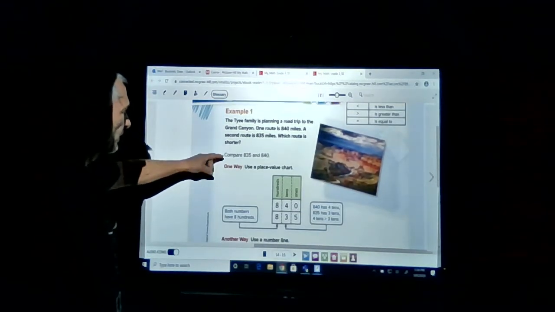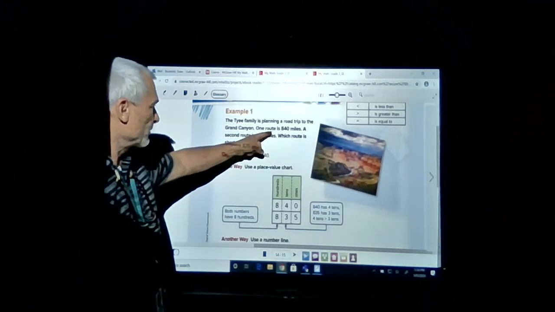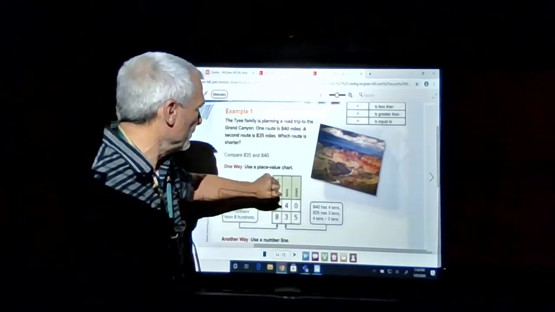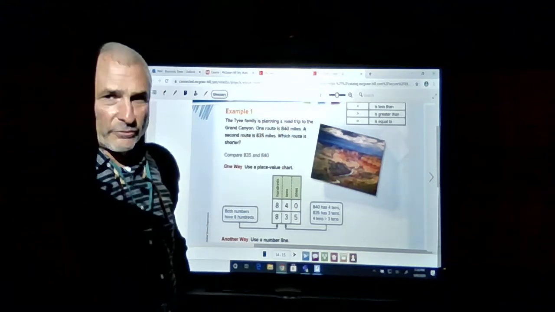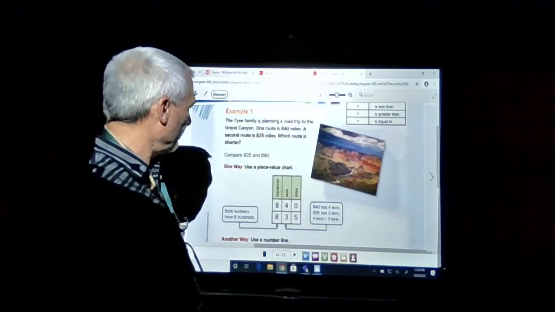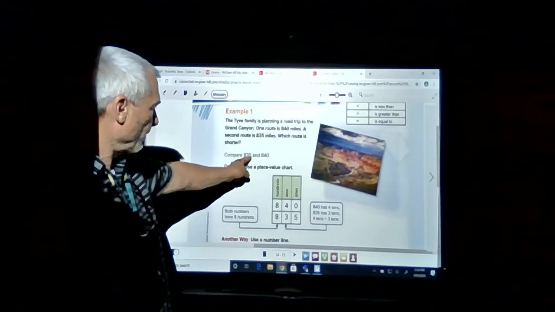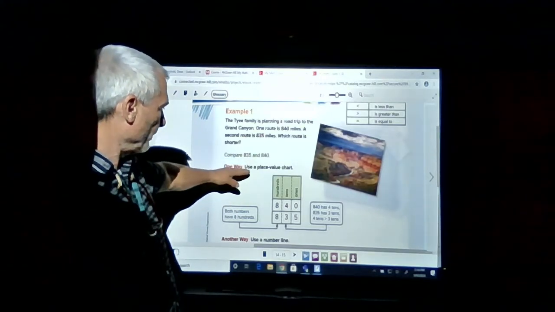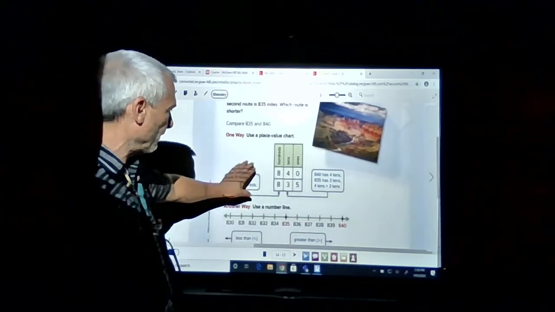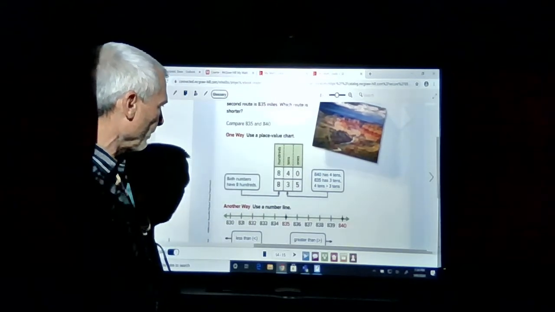Here's a number of miles. A family went on a trip, and they went to the Grand Canyon. Beautiful, isn't it? One route was 840 miles, and a different route they could go would be 835 miles. We're going to compare those two numbers, and one of the ways is to use a place value chart, like the one that you have.